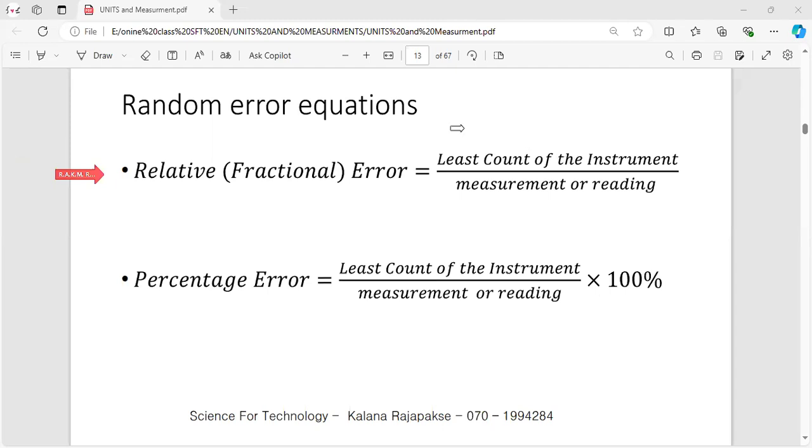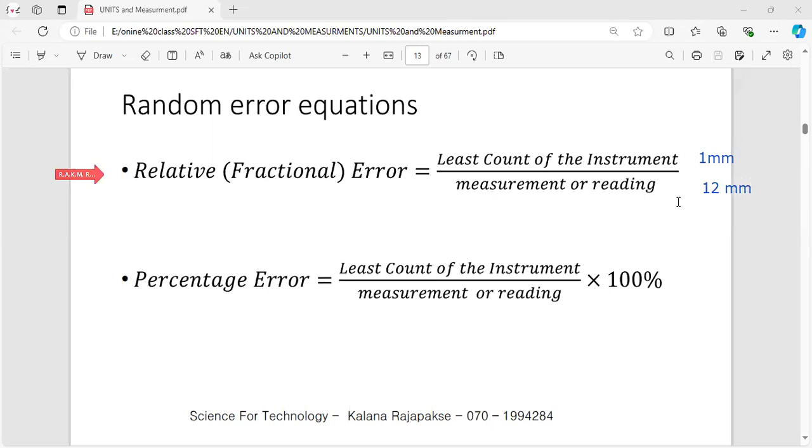So let's say we are using the meter ruler. What is the least count of the meter ruler? It is 1 millimeter, right? Divided by whatever measurement or reading you take with the meter ruler. Let's say I measure around 12 millimeters. So what is the fractional error then? 1 divided by 12 millimeters, right?